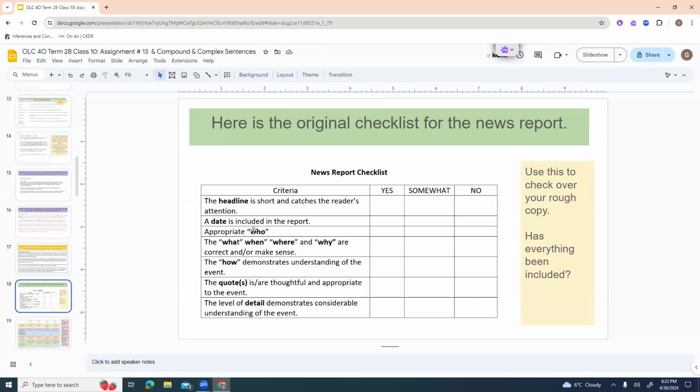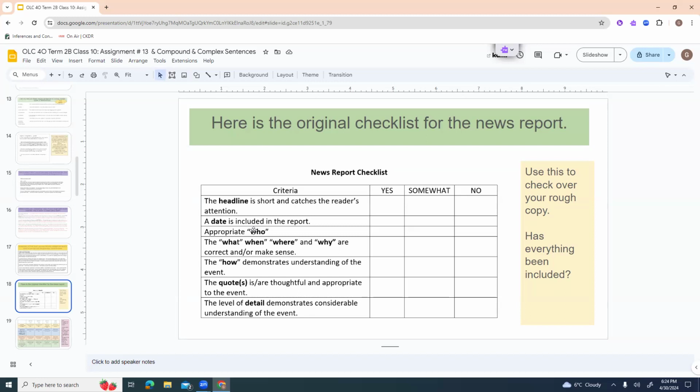Here is the original checklist for the original news report in assignment number 12. The headline: you need to have a headline. It should be short and should capture the reader's attention. There should be a date. Appropriate who: I should know what, when, where, and why is happening, and it should be correct and make sense. How should help demonstrate your understanding of the event. The quotes should be thoughtful and appropriate to the event.